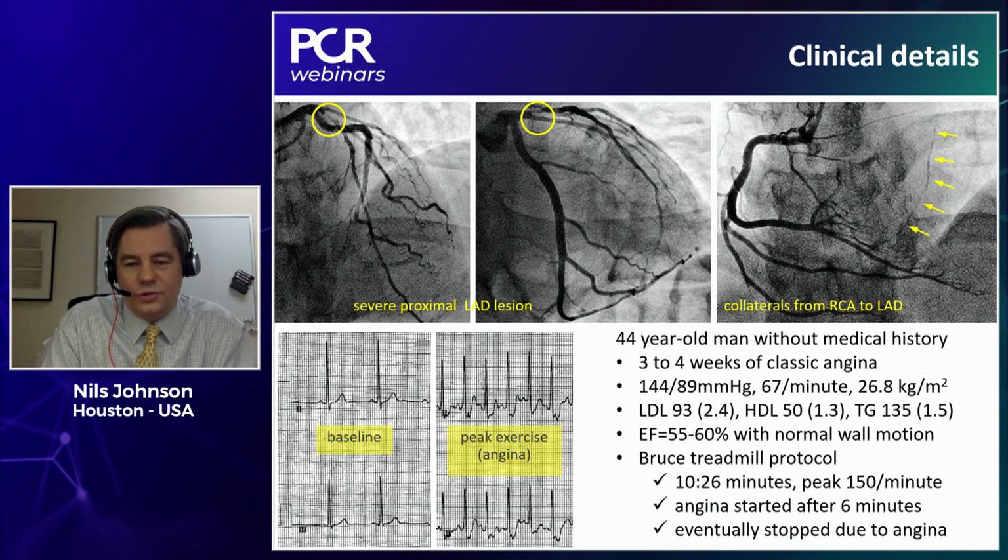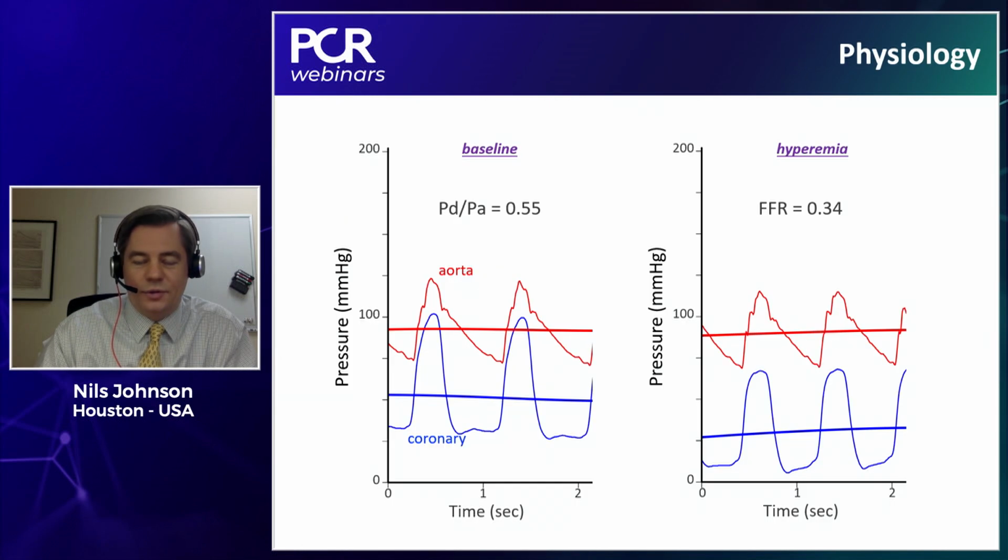Now with his angiogram, the LAD lesion was something I've shown you already. The circumflex had just luminal irregularities, and the dominant right coronary artery was already sending a collateral to the LAD. And I've shown you the physiology at baseline before. That's repeated here on the slide. And on the right-hand side, you can see with hyperemia that the value actually goes down. The FFR value was 0.34 with a very sizable gradient.